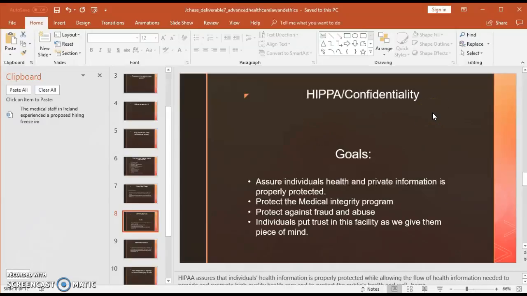HIPAA and confidentiality. HIPAA assures that individuals' health information is properly protected while allowing the flow of health information needed to provide and promote high-quality health care and to protect the public's health and well-being. Our goals are to assure individuals' health and private information is properly protected. We also protect the medical integrity program. We protect against fraud and abuse, and individuals putting their trust in this facility as we give them peace of mind.